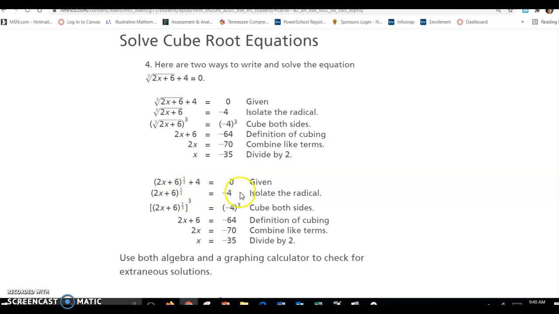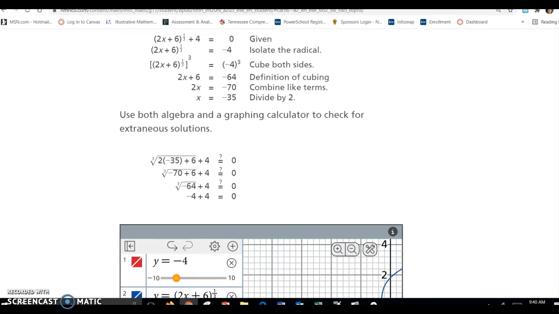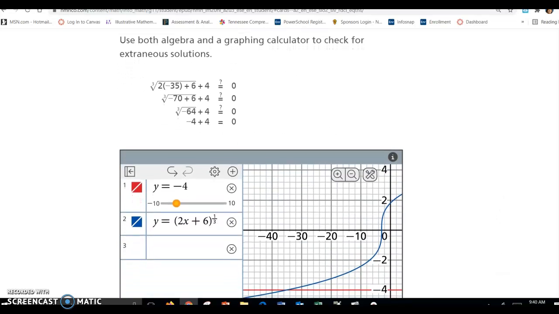All right, so you're still going to subtract 4. You're still going to cube both sides, and then subtract 6 and divide by 2. So both methods provide the same answer if you do the steps correctly. So x equals negative 35. Use both algebraic and a graphing calculator to check for extraneous solutions.